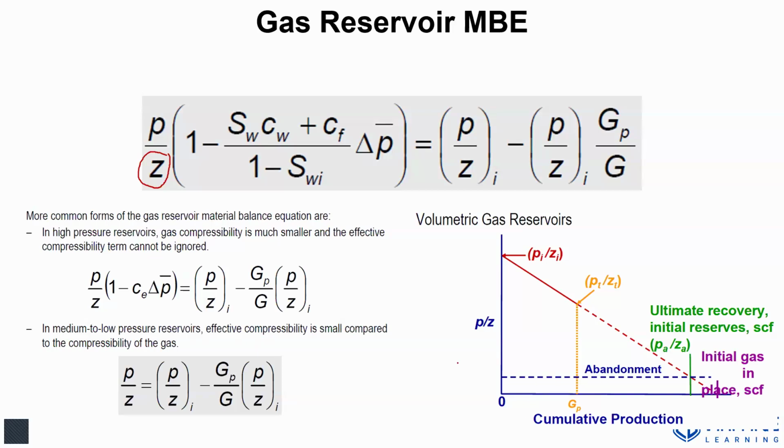When I plot P/Z versus Gp, the gas produced, I get a straight line. If it is a straight line, I can extrapolate it to zero P/Z, which will give me the initial gas in place. And if this curve, for example, goes with a zero slope, it means there is external support for this gas reservoir, which is generally water support that we estimate as reservoir engineers. We will also look at one example today on the P/Z plot for gas reservoirs.